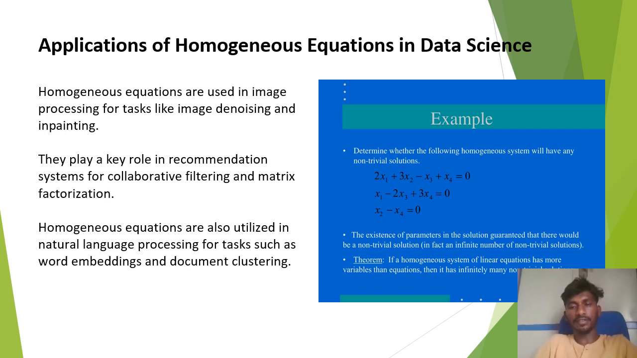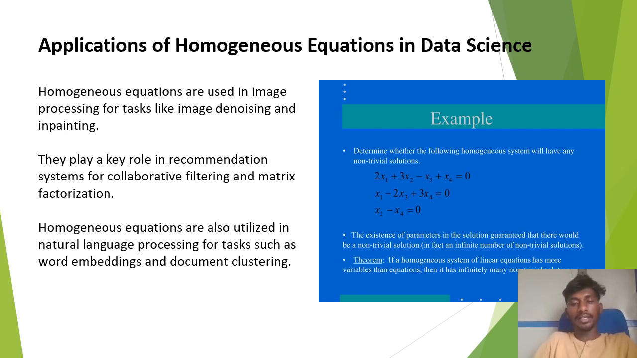Applications of homogeneous equations in data science. Homogeneous equations are used in image processing for tasks like image denoising and inpainting. They play a key role in recommendation systems for collaborative filtering and matrix factorization. Homogeneous equations are also utilized in natural language processing for tasks such as word embeddings and document clustering.